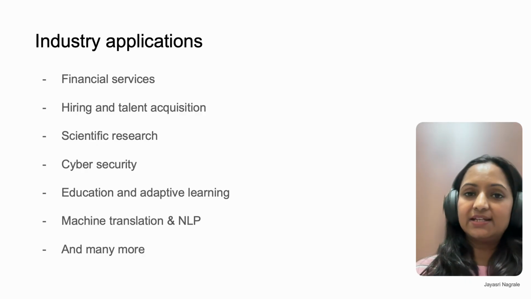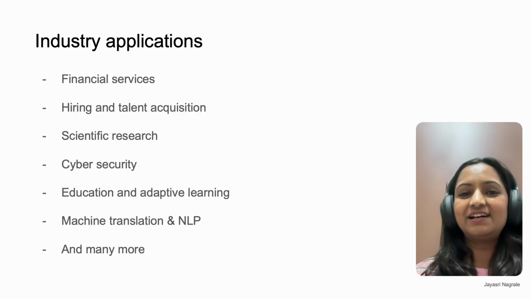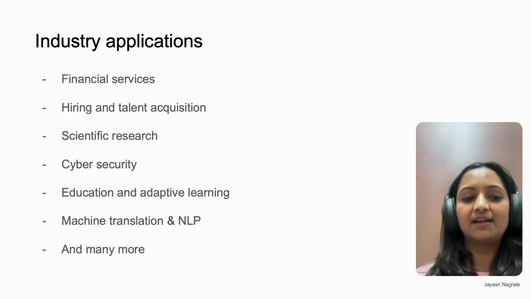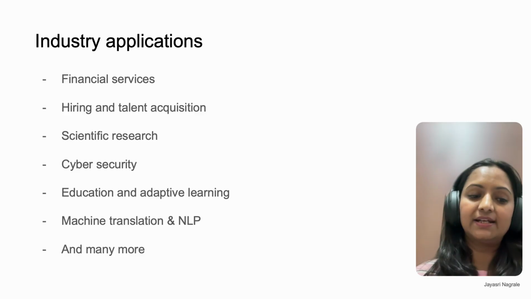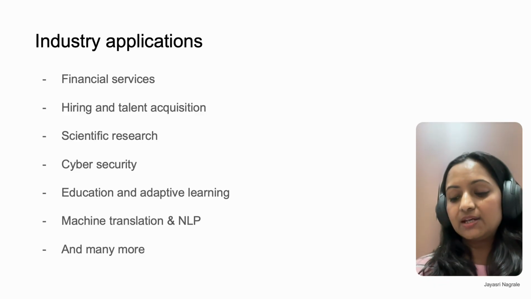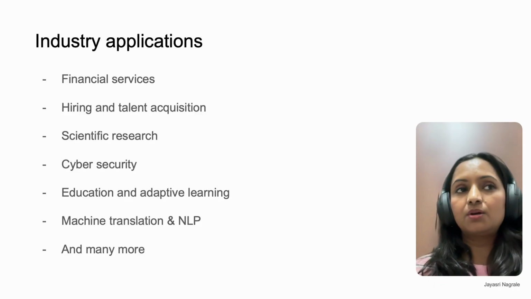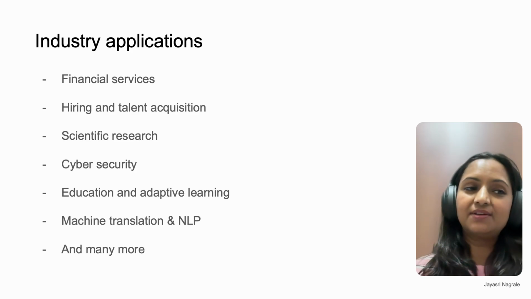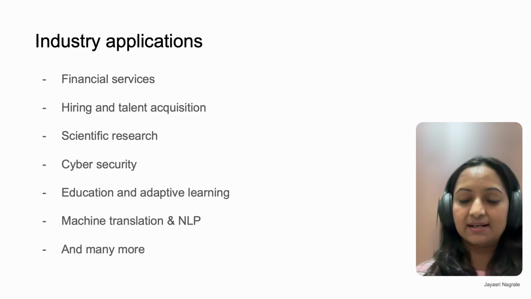Some of the other industry applications, which I am not going to go into detail on, but are equally important, are financial services: who gets a loan versus who doesn't? Hiring and talent acquisition, resume screening, interviewing, scientific research, cybersecurity, education and adaptive learning. This is a brilliant use case. Machine translation and NLP. And there are many, many more such use cases wherein having a human in the loop would not only prevent errors, but would also benefit the whole AI process to become even better.